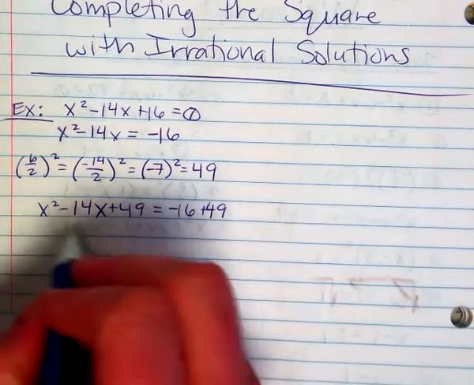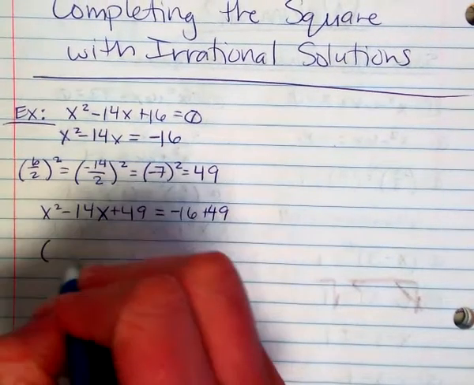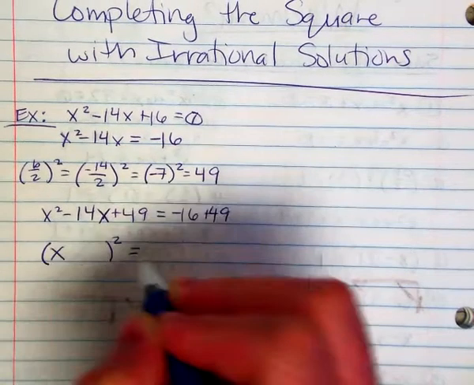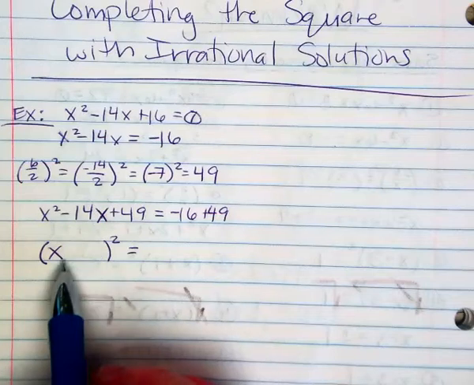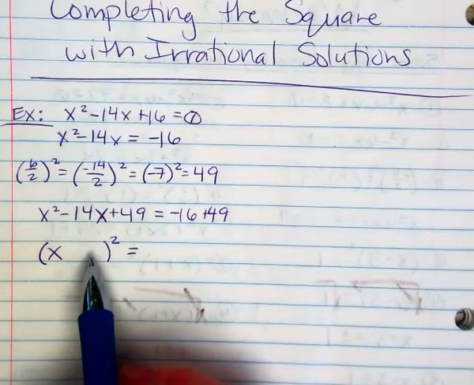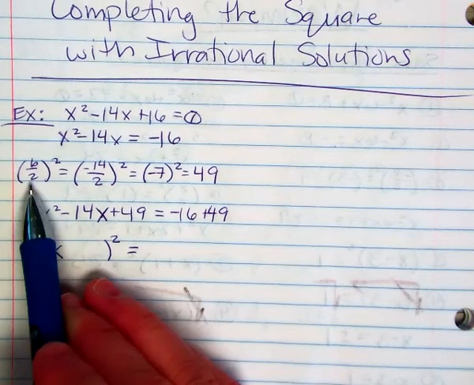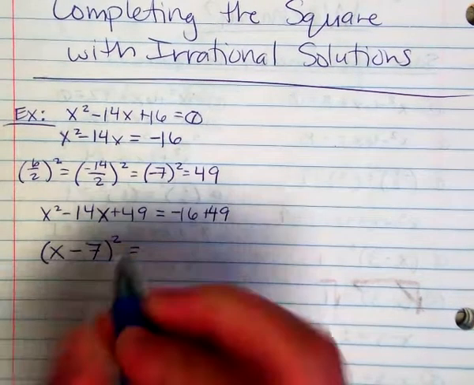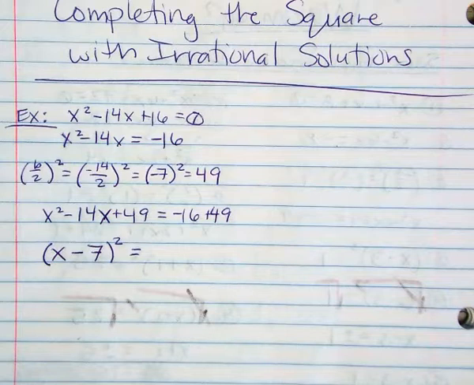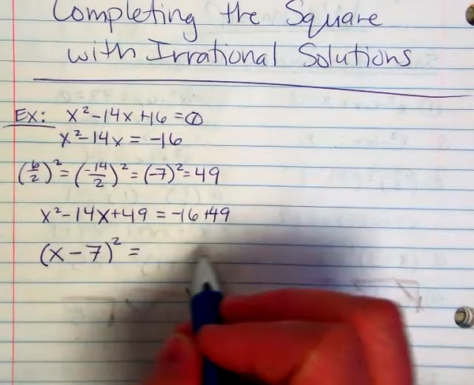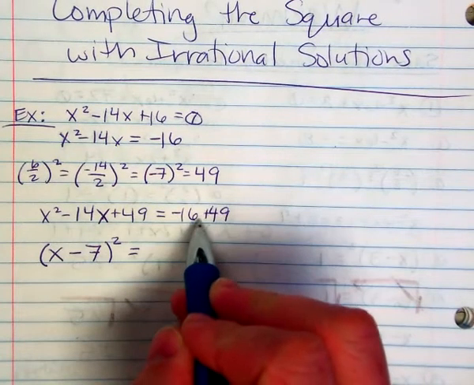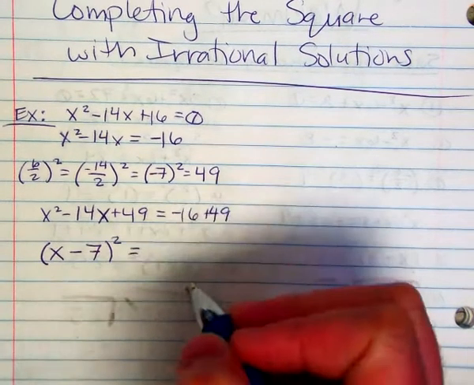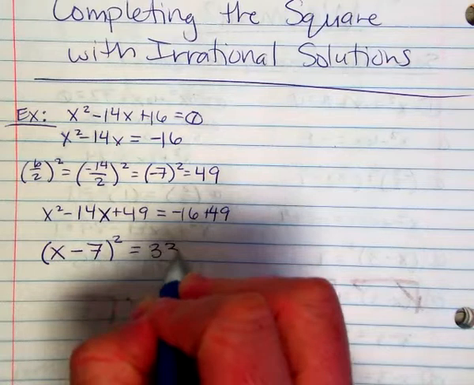Now what I'm supposed to do is factor this on the left, but we do have a shortcut for this. It's always x something squared. And again, the number that will go in here with x is what you had before you squared it. Before I squared this, it was a negative 7, so minus 7. On the right, we have to simplify this. Negative 16 plus 49, that'll give me a positive 33.